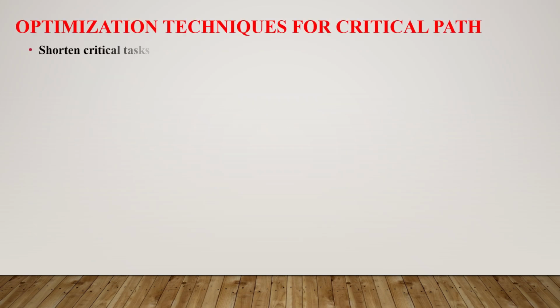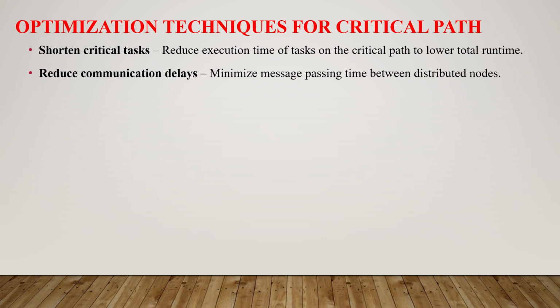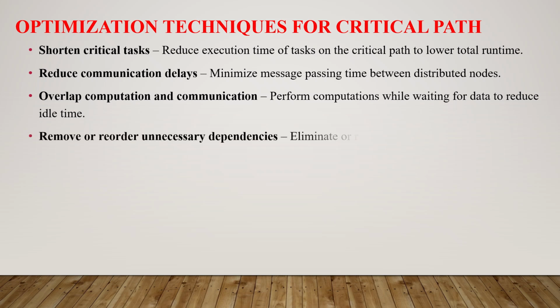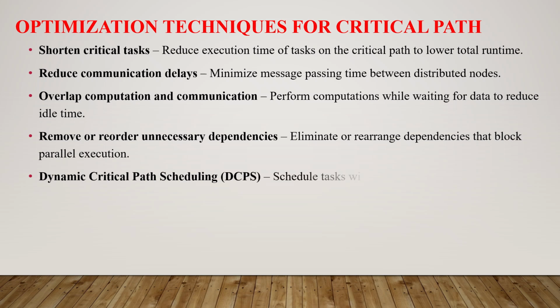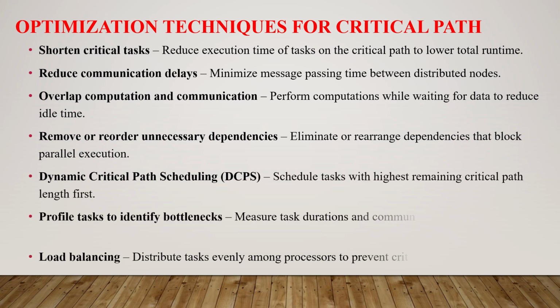Critical path optimization focuses on reducing total execution time. This is done by shortening critical tasks and reducing communication delays. Computation and communication can be overlapped to avoid idle time. Unnecessary dependencies are removed to improve parallelism. Schedulers use dynamic critical path scheduling to prioritize important tasks. Profiling and load balancing help identify bottlenecks and prevent critical path extension.